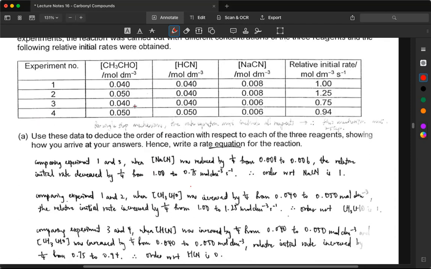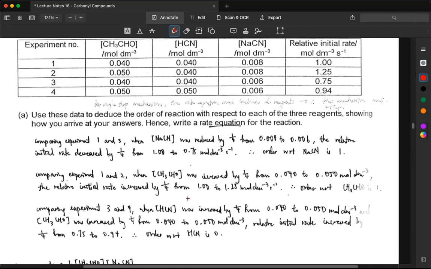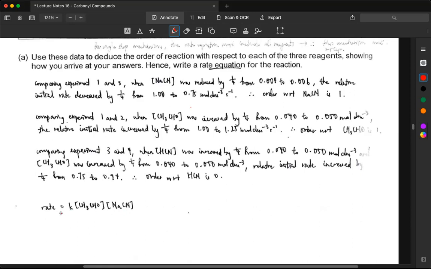As for experiment 3 to 4, you increase HCN by 1/4, and the initial rate did not change. This means that the order with respect to HCN is 0, because previous experiments show that CH3CHO is the one affecting the rate. If HCN is not going to increase the initial rate, the order of reaction of HCN is 0. So writing the rate equation is just like this, and you don't write HCN because it's 0.